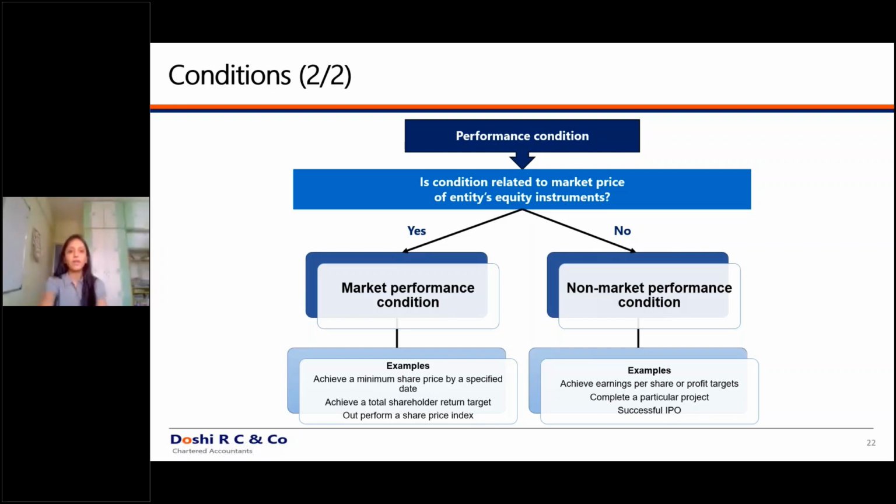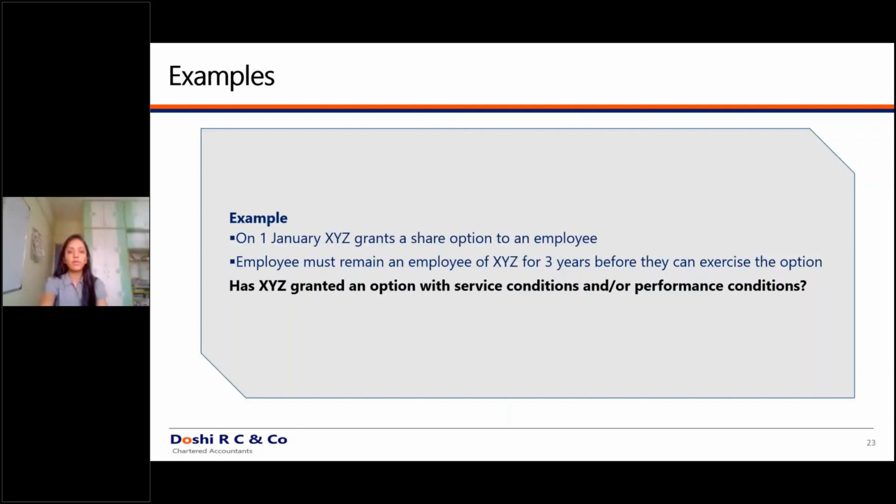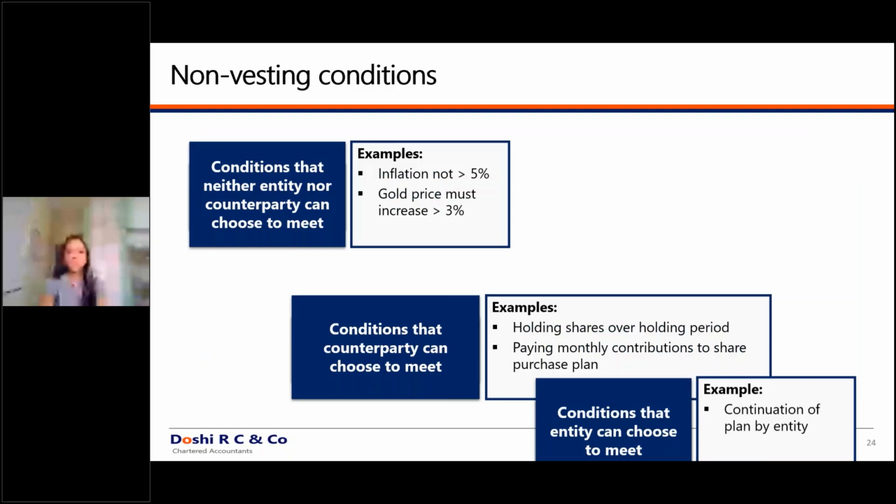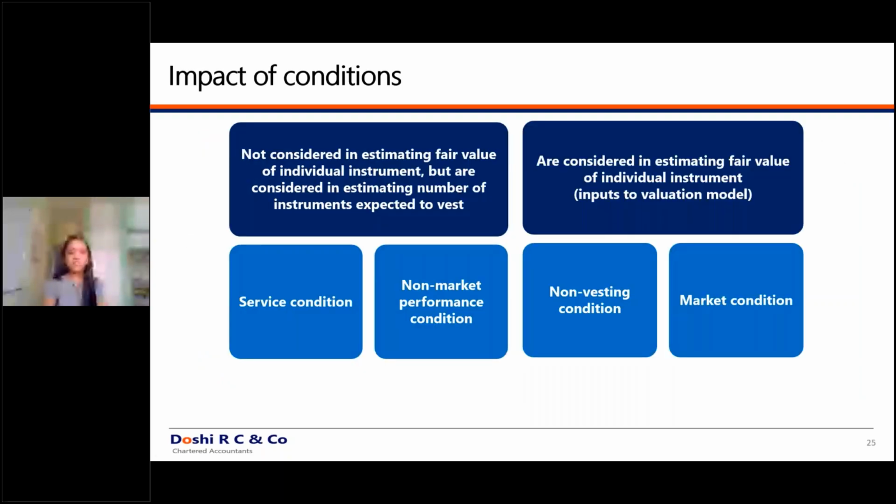Now second, let's go back to our original slide. Any other parameters, that is the non-vesting conditions, for example, the inflation rate, gold rate, and the market conditions, what will be the share price of the company. These all you should decide at the time of determining the fair value of that option. Okay. So this is to be considered at the time of deciding the fair value.